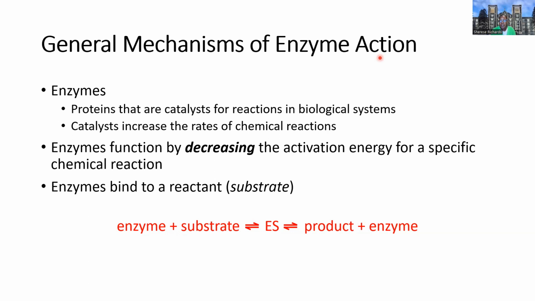So they function by decreasing the activation energy for a specific chemical reaction. When we say decrease the activation energy, they make it more favorable. They make it easier. They lower the barrier of how much energy is required to drive this reaction in the forward or even reverse direction. The way that enzymes do that is by binding to reactants. And reactants are substrates, but enzymes can also bind to the products as well.